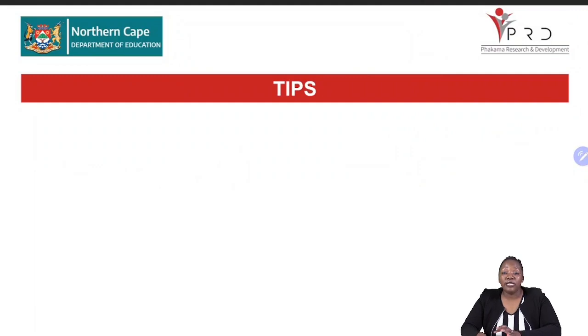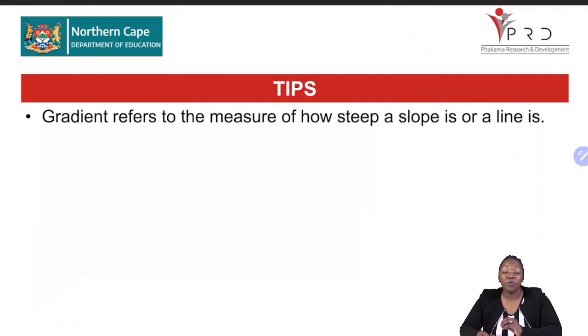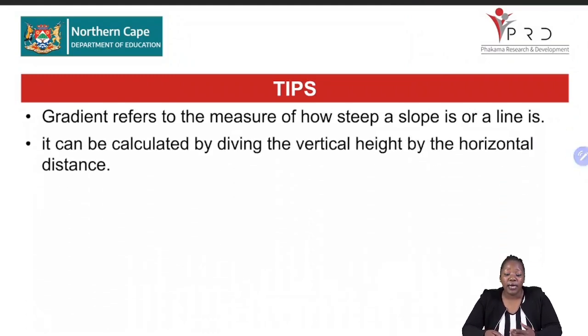We're going to start with our tips before we reach the corrections, because we want you to understand how we arrived at the answer. Also, the gradient refers to the measure of how steep as well as how gentle the slope or the line is. That's why we calculate the gradient. And it can be calculated by dividing the vertical height by the horizontal distance.